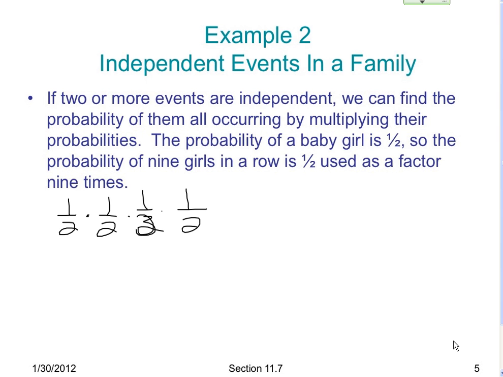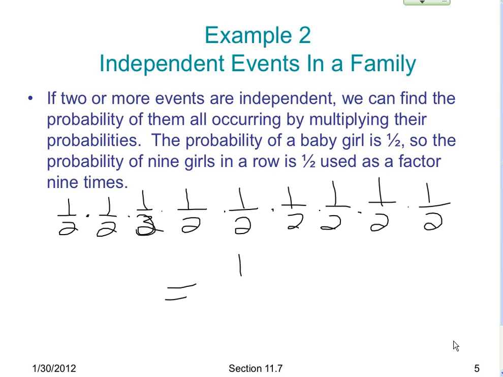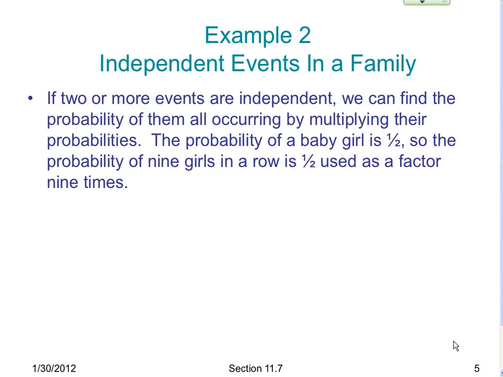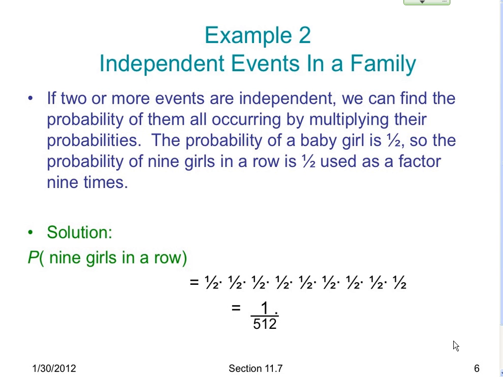fourth, fifth, sixth, seventh, eighth, and the probability for the 9th is 1/2. We multiply that together. So multiply all the top numbers. 1 times 1 times 1 will give us 1. And on the bottom, 2 times 2 times 2, that's 2 to the 9th, which is 512. So the probability of 9 girls in a row is 1 out of 512.